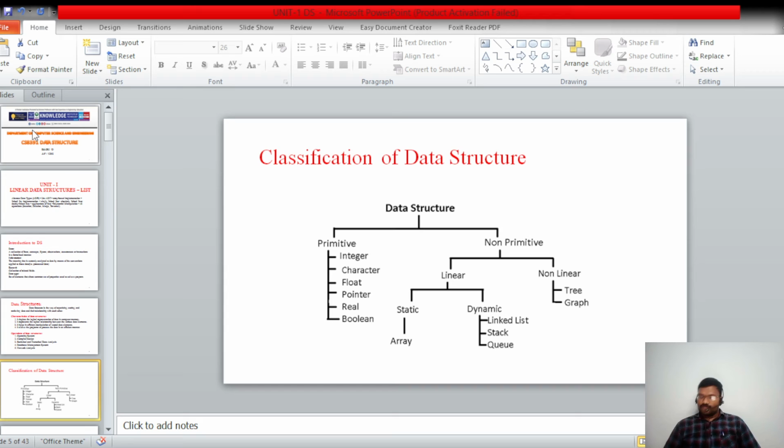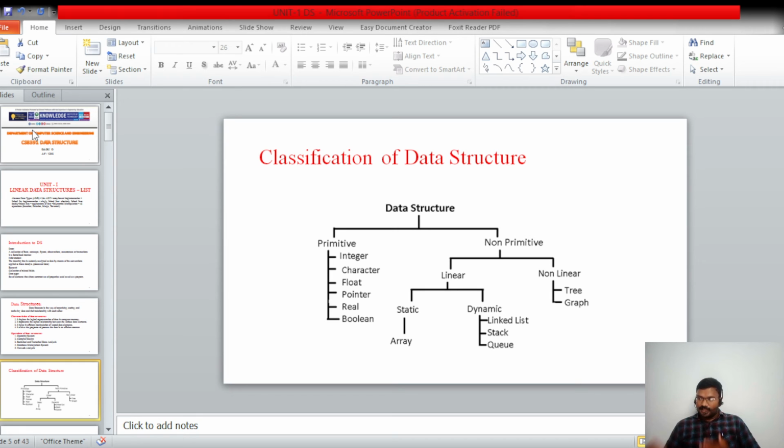What is meant by linear data structure? The linear data structure is nothing but the sequential data structure. In a linear data structure, the data are processed only in sequential order. Data can be stored in sequential order, the data can be retrieved in sequential order, and the data can be deleted in sequential order. These are the linear data structures.